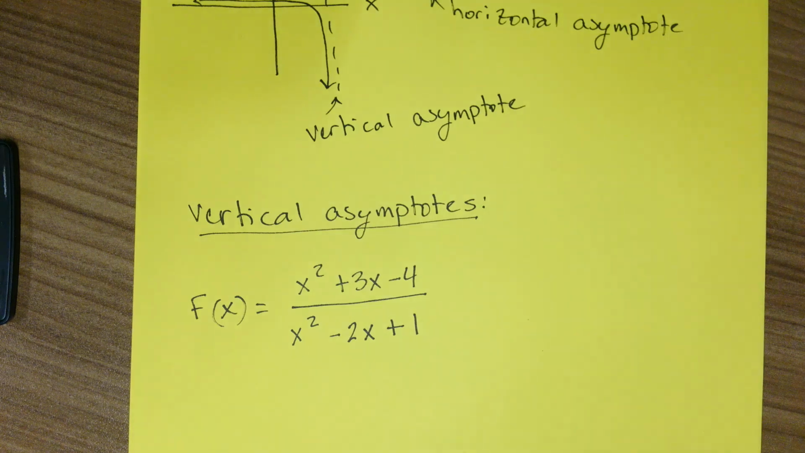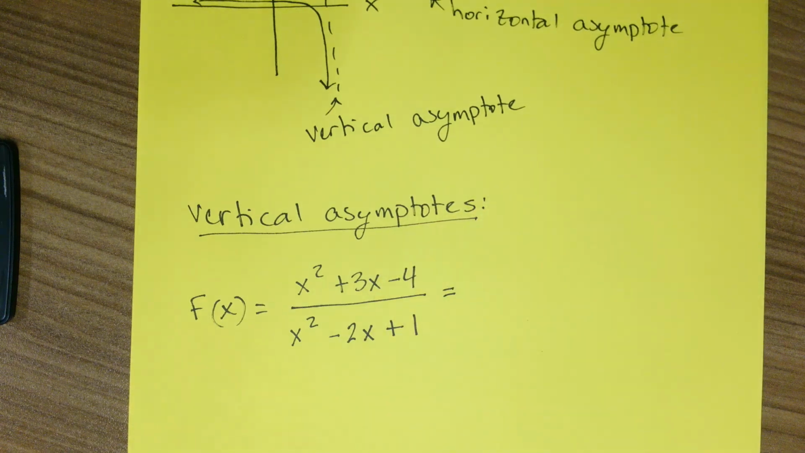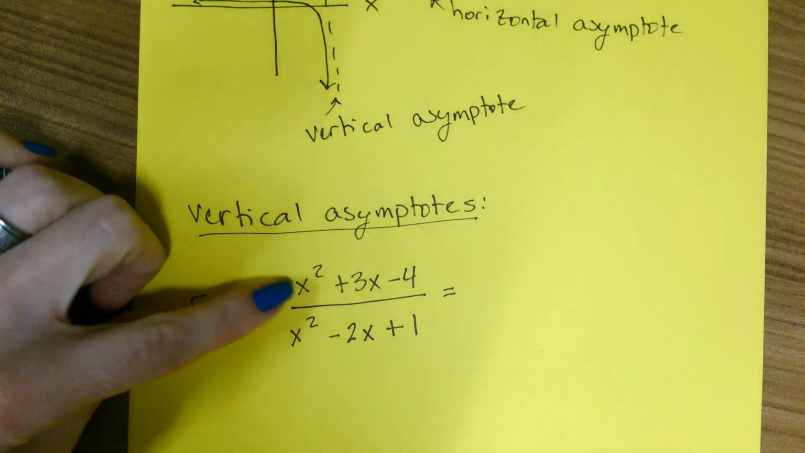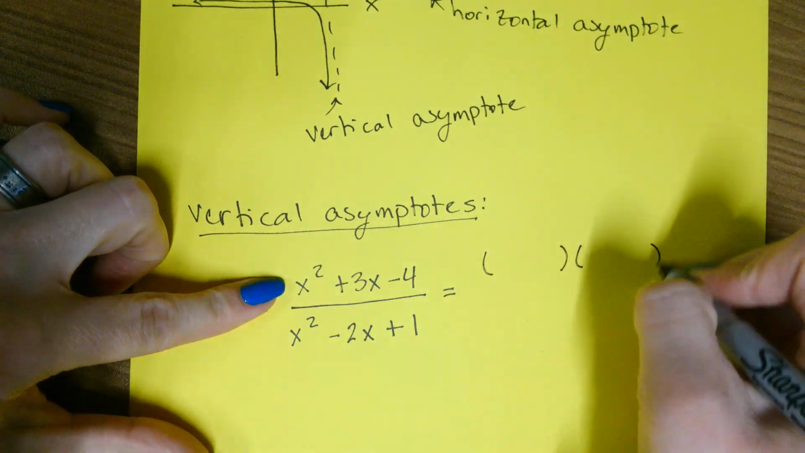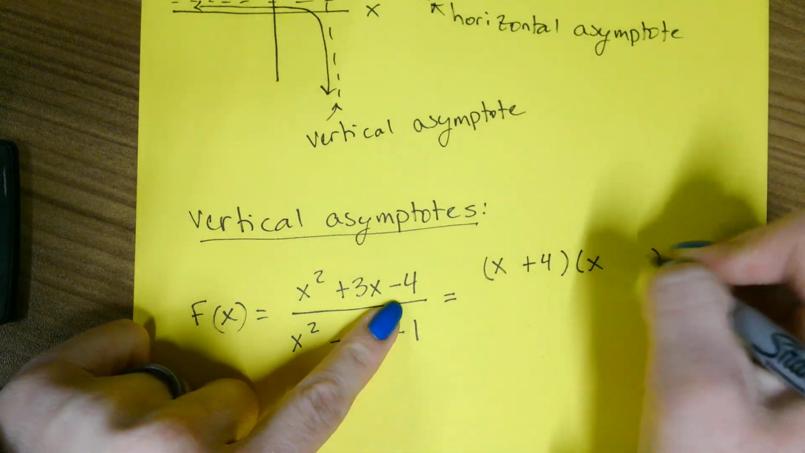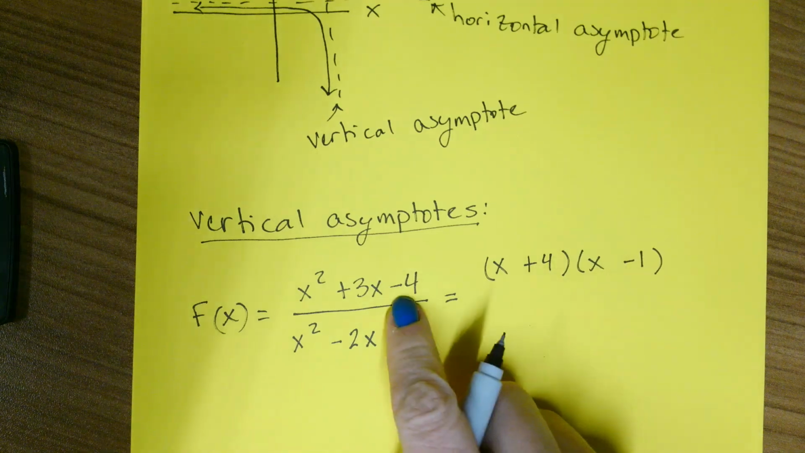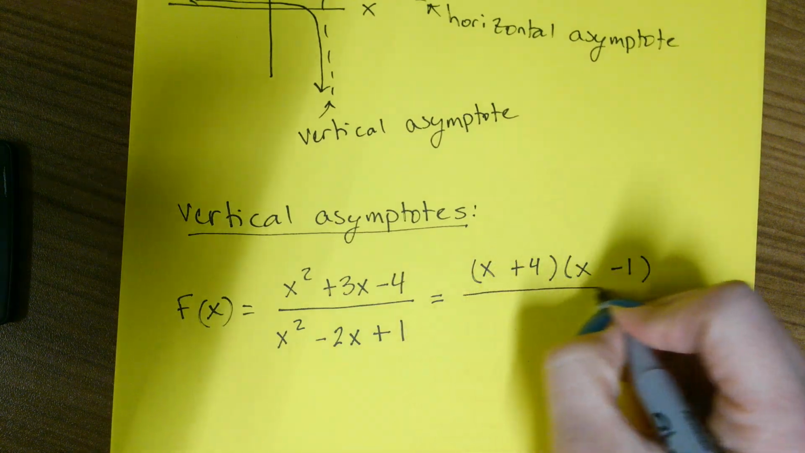All right, so let's say I have x squared plus 3x minus 4 divided by x squared minus 2x plus 1. So to find the vertical asymptotes, I'm going to write both the top and the bottom in factored form. These turn out to be quadratic, so we can just factor them. The numerator, x squared plus 3x minus 4: if I multiply x times x, I'll get x squared, and positive 4 and negative 1 multiplied together will give me negative 4, and when I add them together I get positive 3, so there is the numerator factored.